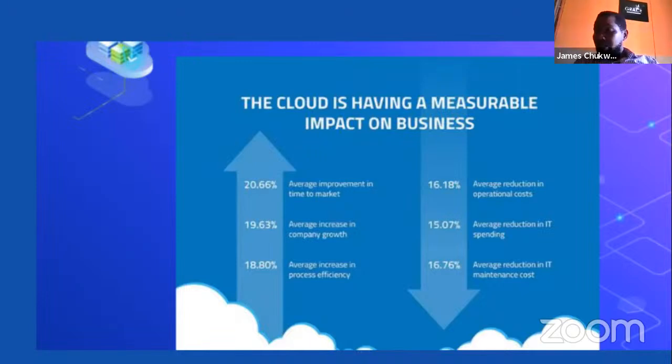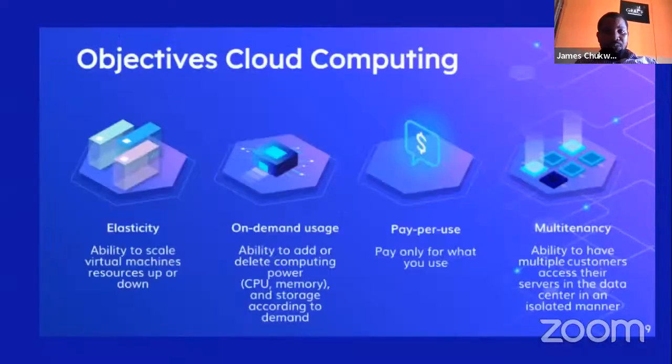So that's exactly one of the impacts of cloud computing in businesses. Now, objectives of cloud computing: elasticity, the ability to scale virtual machine resources up or down. I think I've explained that using DSTV as a case study. Even DSTV might not be the exact kind of example you would want to use, but at least it gives you an idea of what we're talking about.